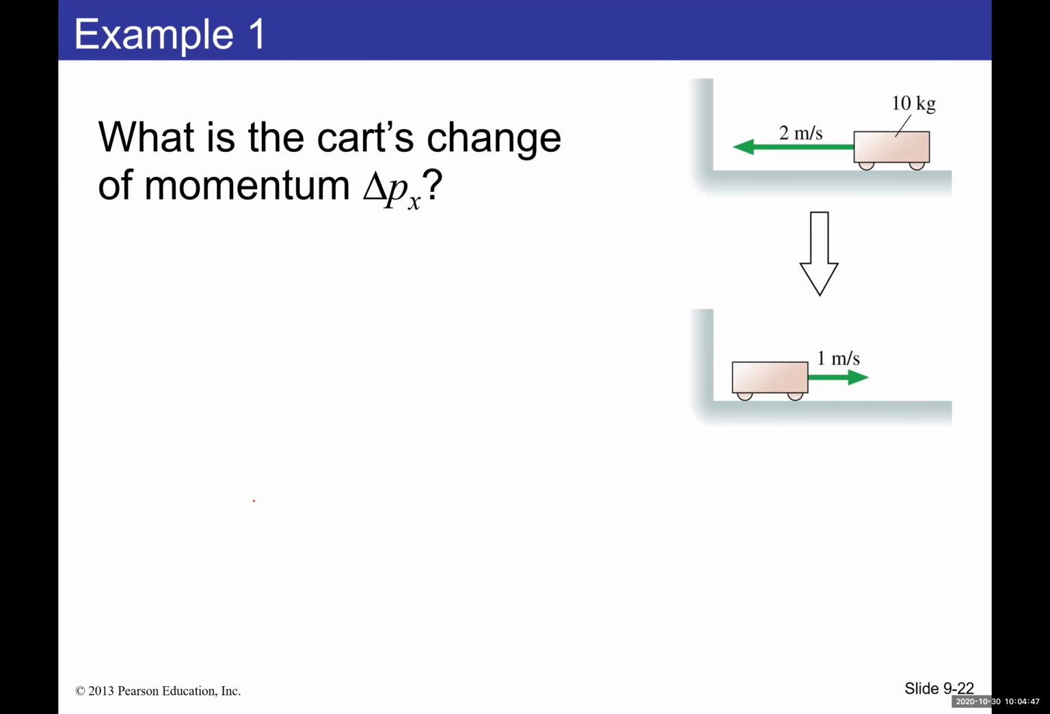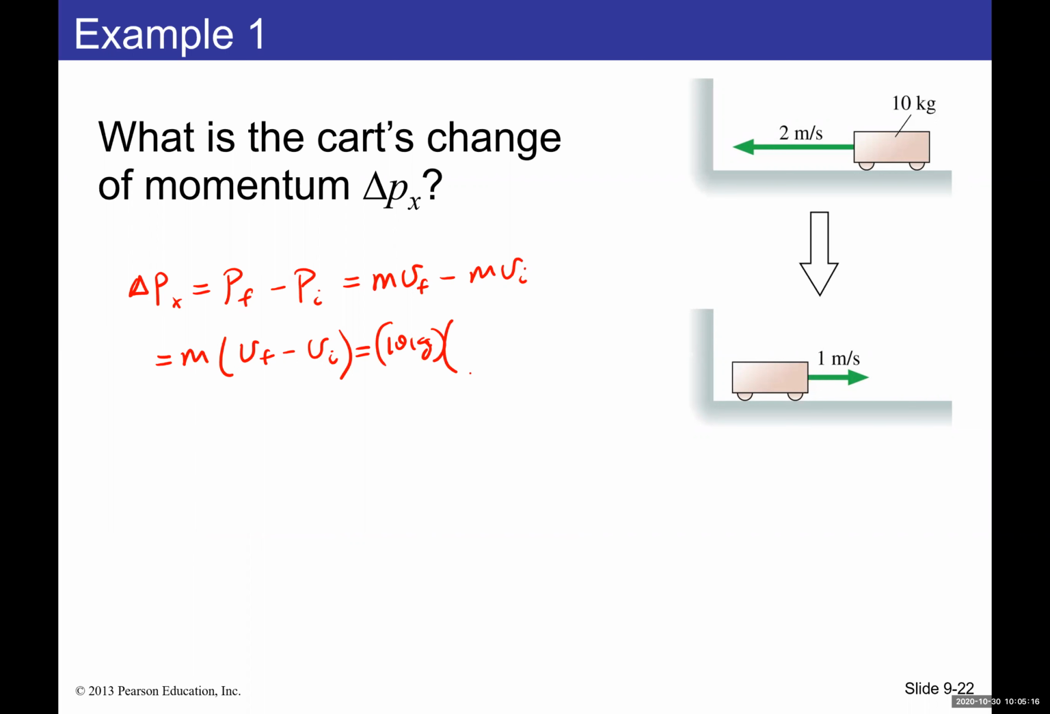So one thing we can do here, we can say, all right, delta px is equal to p final minus p initial, which is, since momentum is defined as mass times velocity, mass times final velocity minus mass times initial velocity. We can factor out mass and say this is just mass times v final minus v initial. Now let me already plug in the values. So 10 kilograms times final velocity, which is 1 meter per second, minus initial velocity, which is 2 meters per second but to the left, so it's negative 2 meters per second.